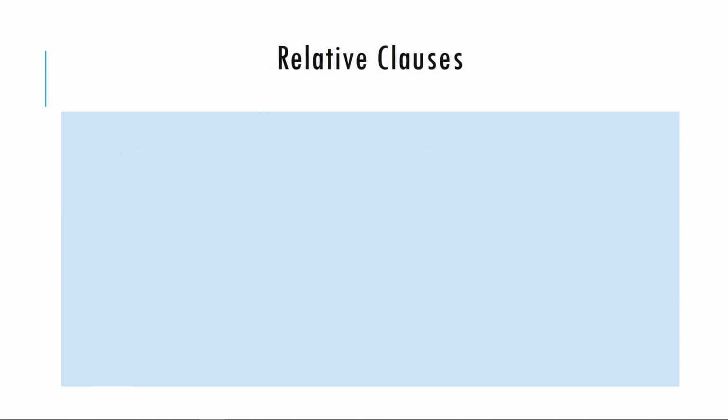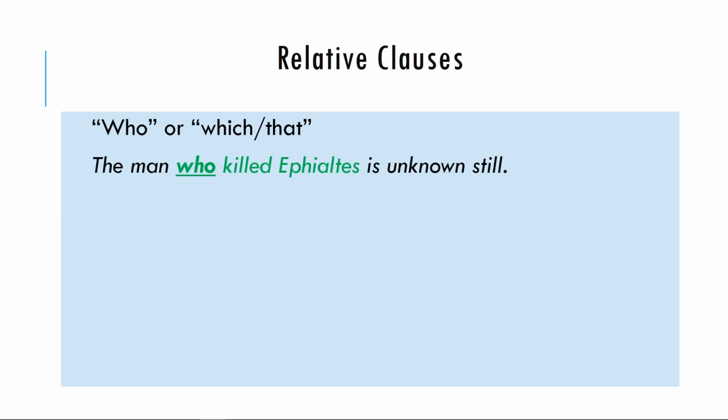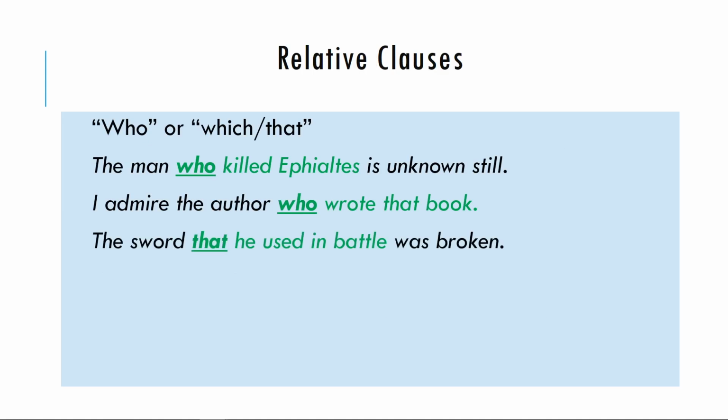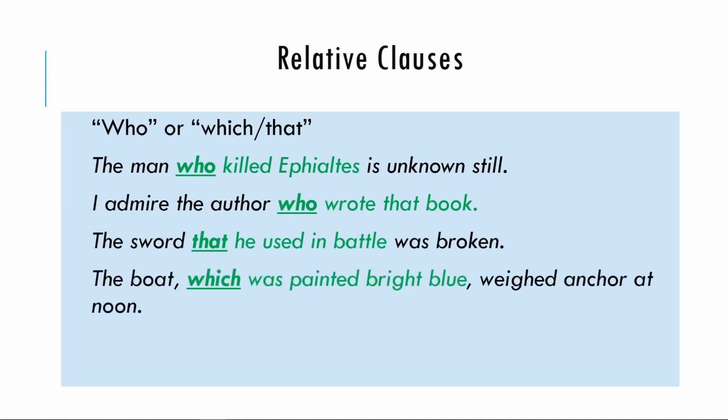There are clauses called relative clauses, which are often misused. These are the clauses that are translated who or which or that. So the man who killed Ephialtes is still unknown. I admire the author who wrote that book. The sword that he used in battle was broken. The boat which was painted bright blue weighed anchor at noon. These are a separate category that we're going to deal with separately because there are some tricks to them and they're treated differently from other clauses. They're treated essentially as attributes, and we'll talk about this more when we get to them. They get their own special treatment.